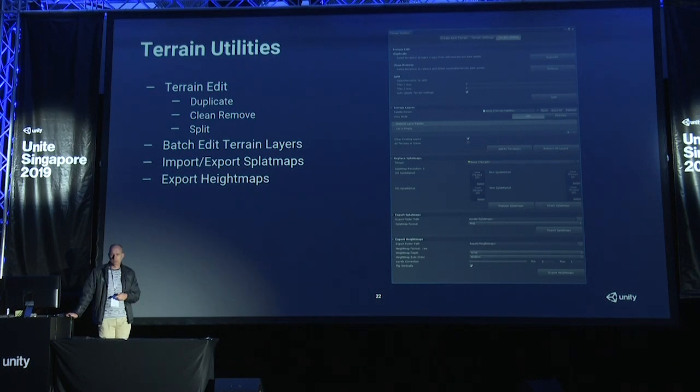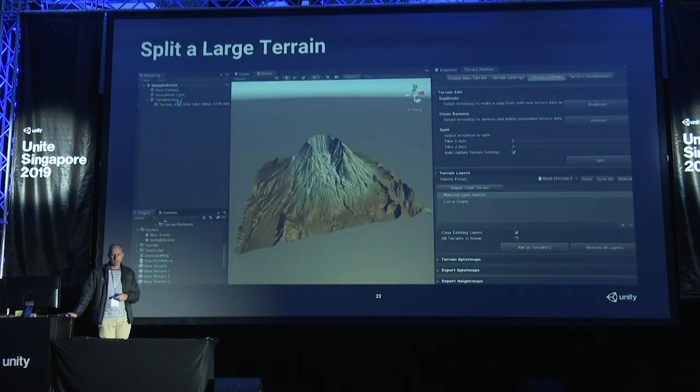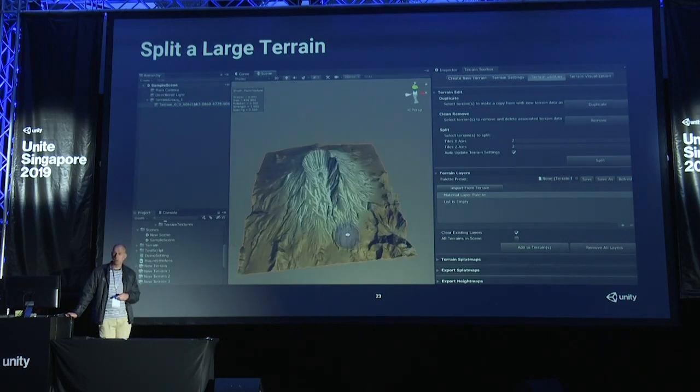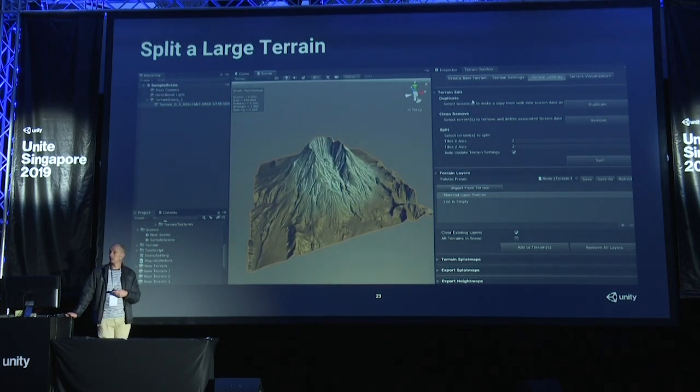So I've already covered some of this. We can duplicate, we can import and export and do all these sorts of things with the terrain toolbox. If you've already got a terrain you're working with, you can use the terrain toolbox to split that into multiple terrains. So you don't have to start from scratch on this.